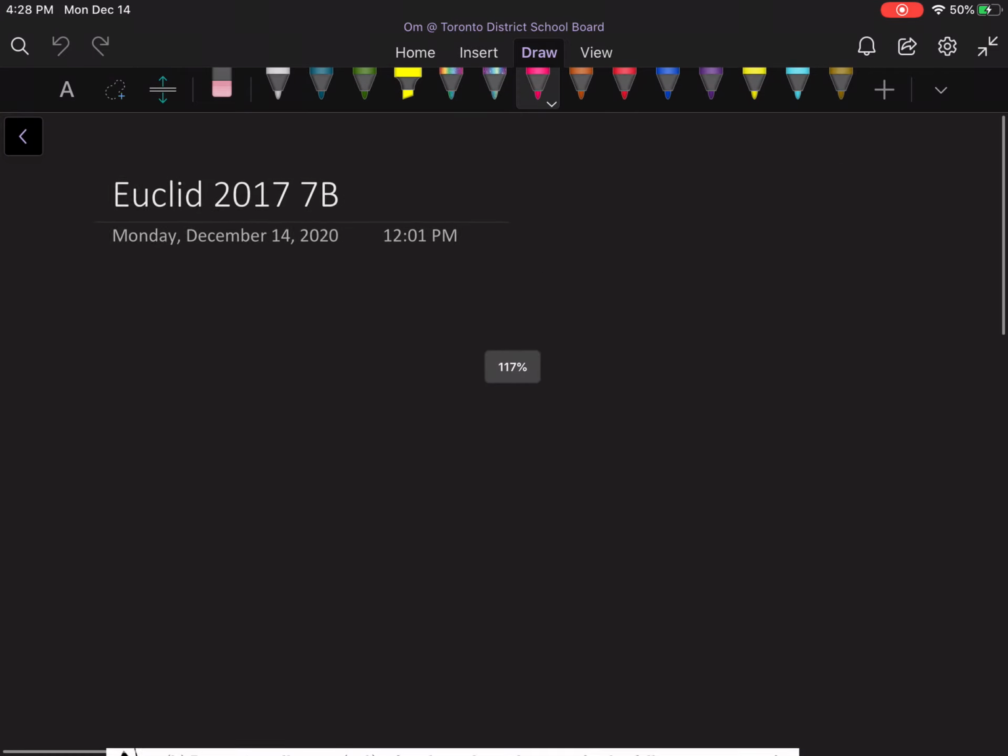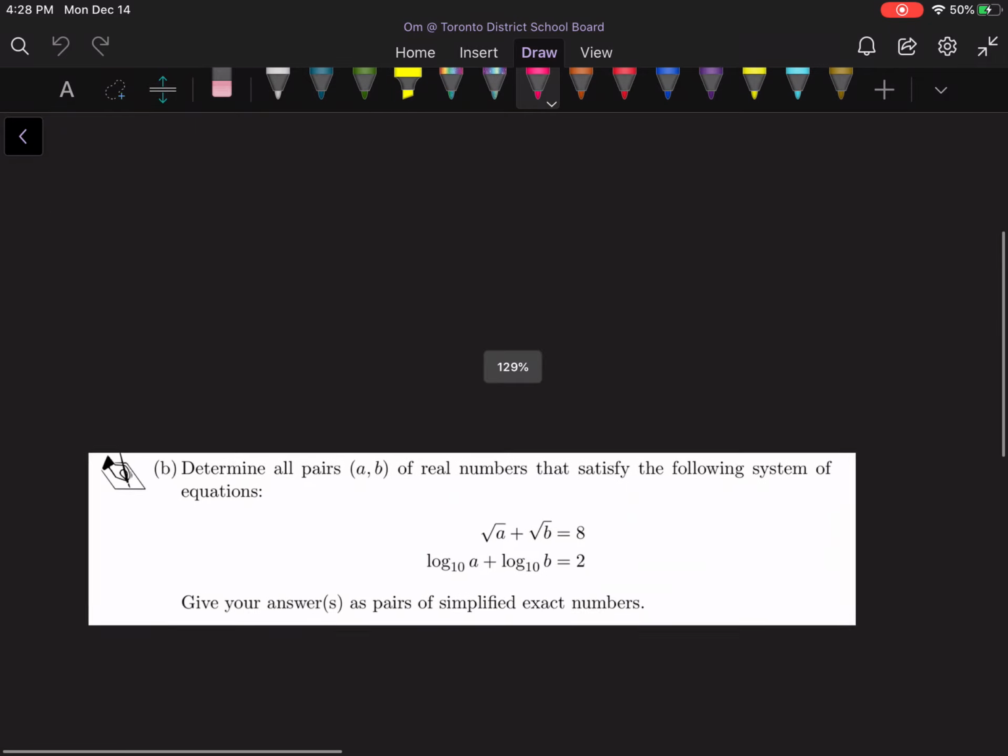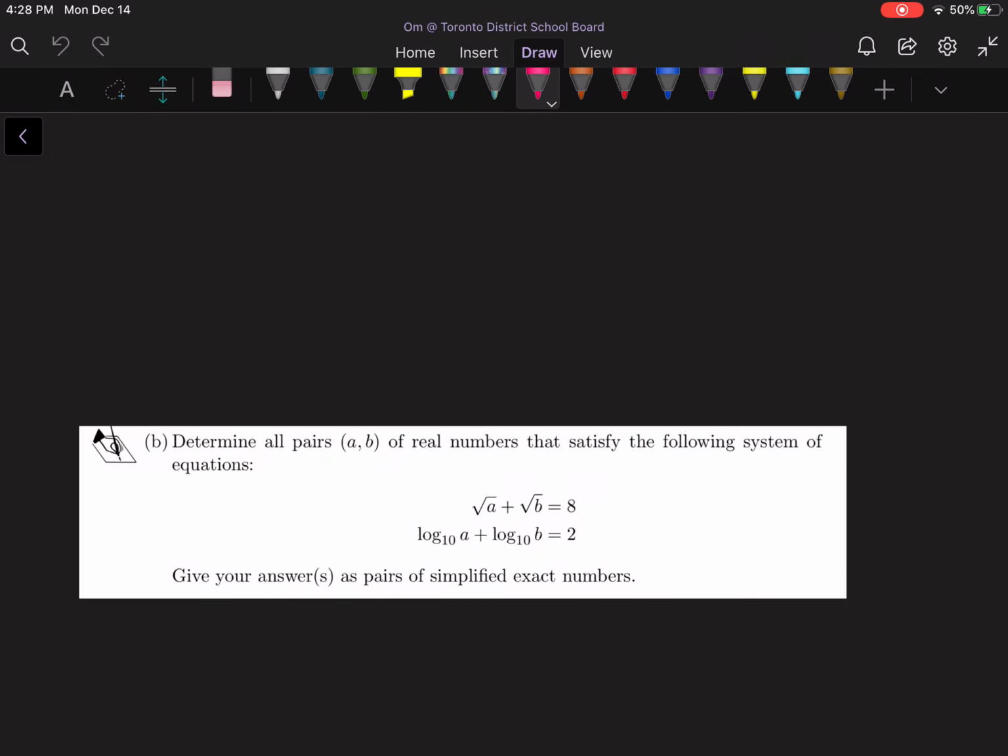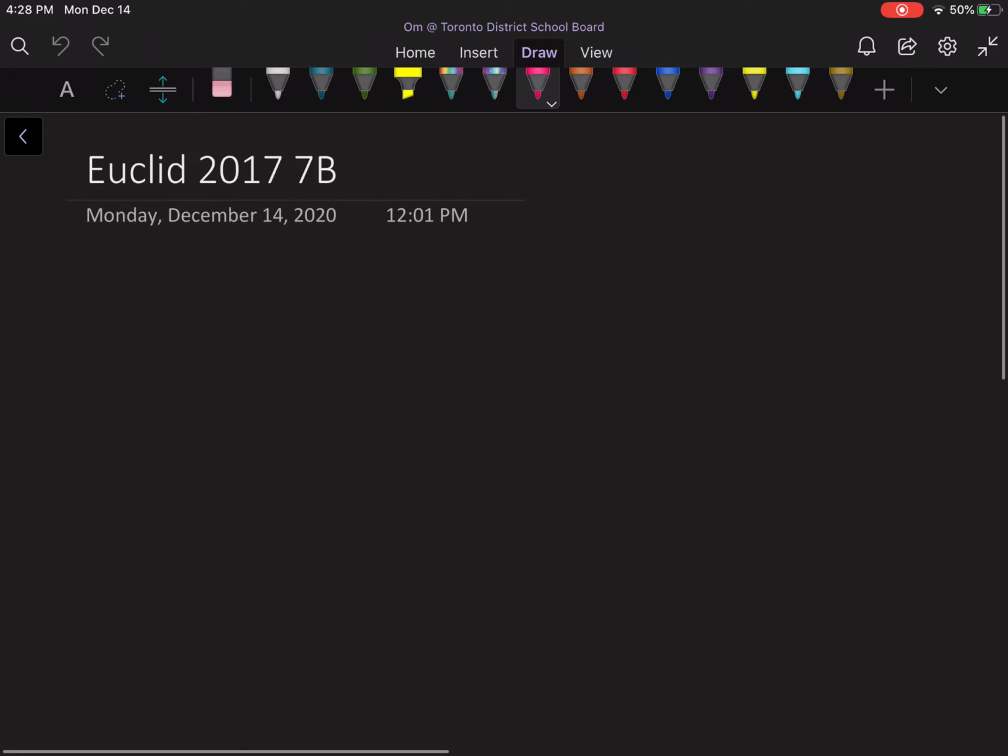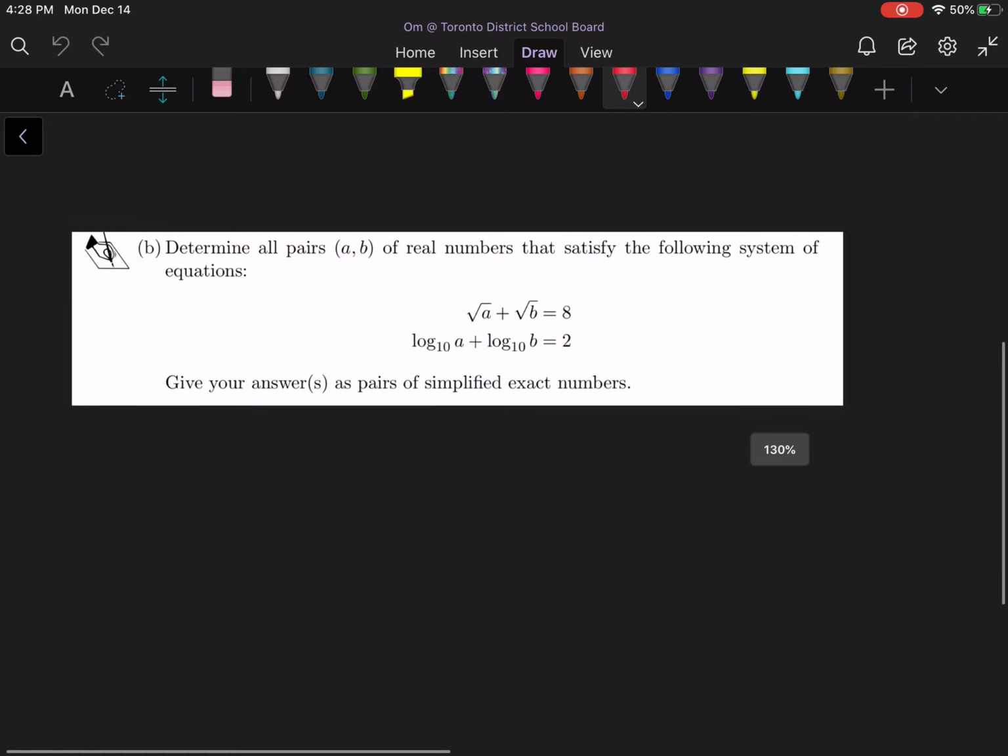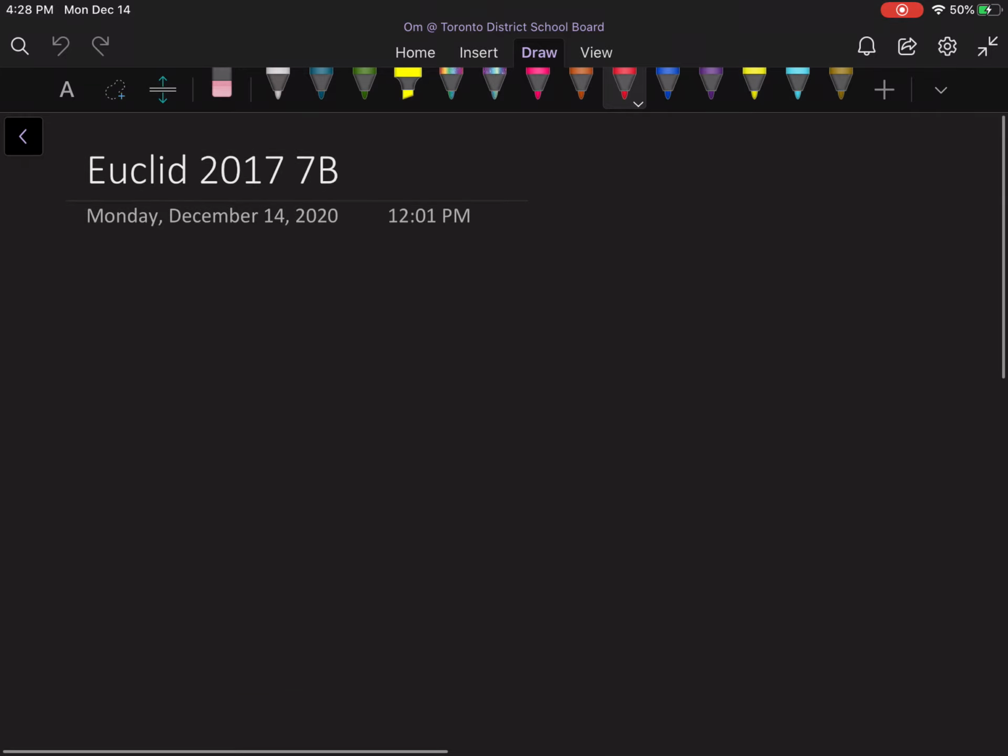question. This is from Euclid 2017, question 7b. So this one is a bit more complicated, so I'm gonna build up to it with another question. It's not really a question, it's just more of, I want to show you a trick that you can use to solve this question. So let's say you have root a plus root b equals k, which is a number.